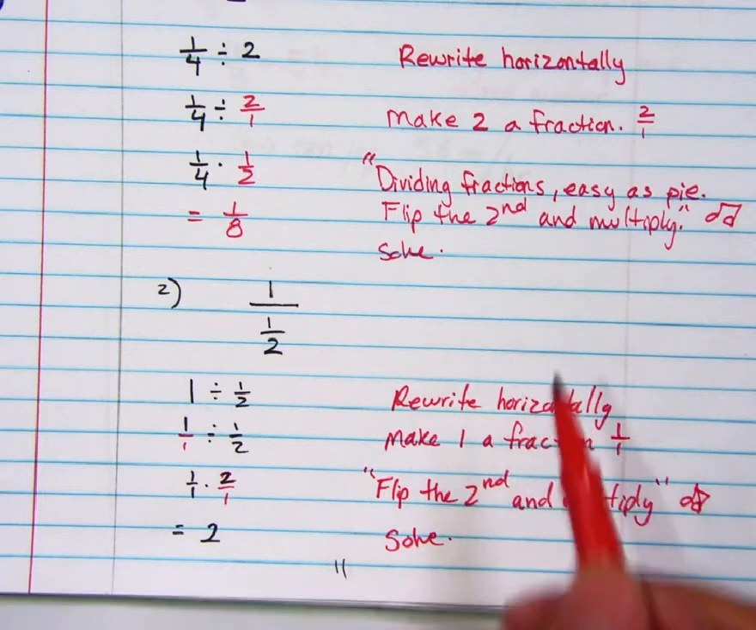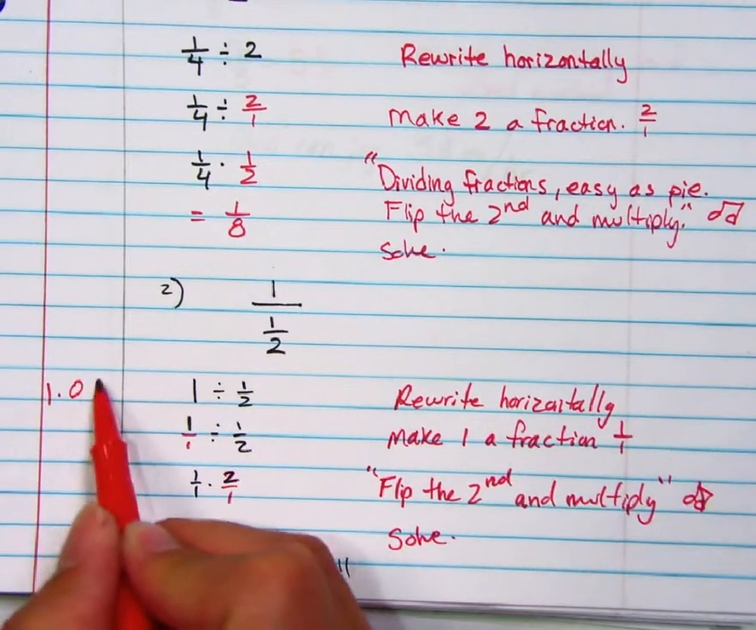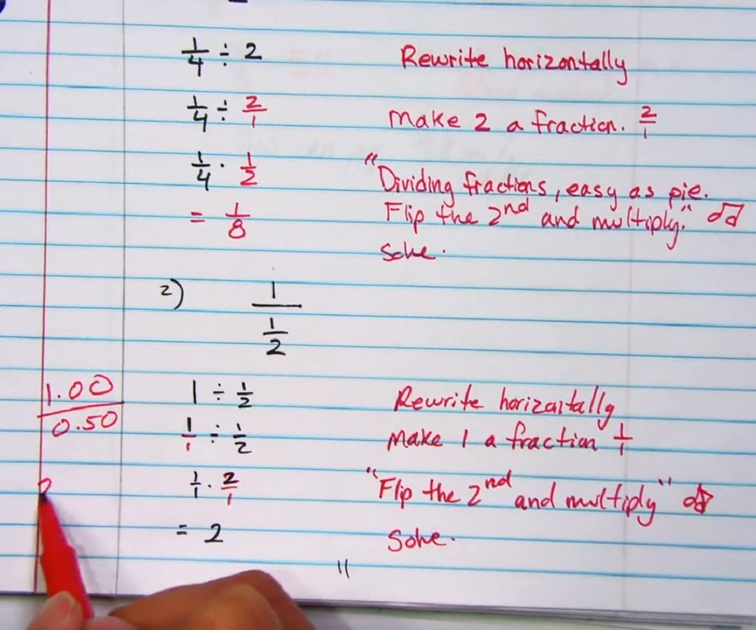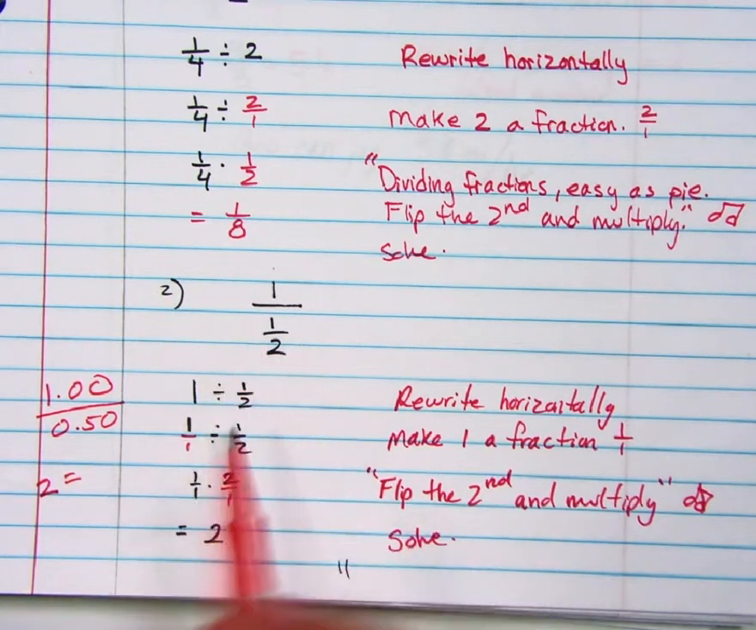Look, if I had $1, write it over here. If I have $1, I want to know how many 50 cents can I pull out of that dollar. Well, you can take 2 of those. And that's really what this is saying here. All right, let's go to the next one.